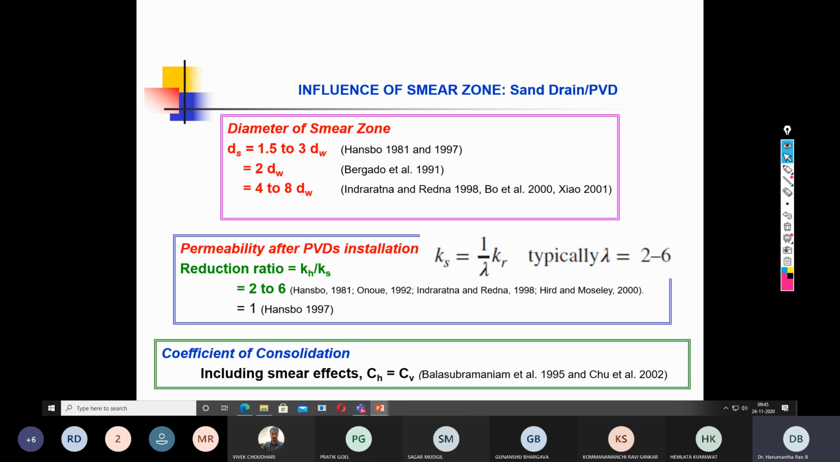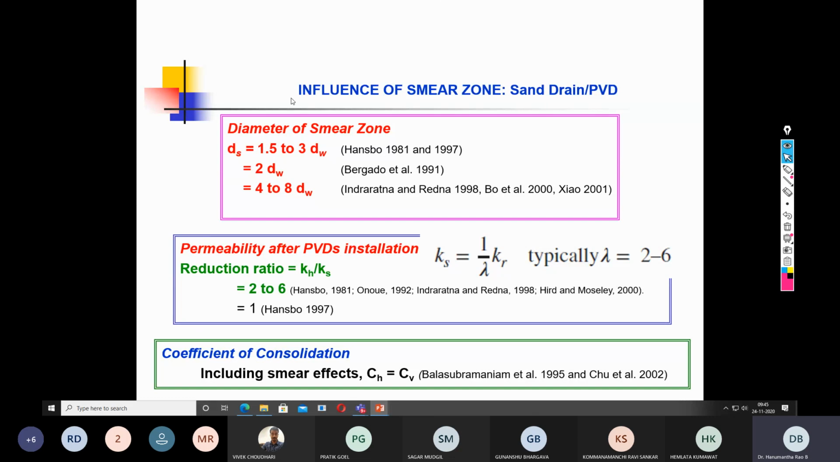So these are some more information. In all situations it is practically not possible to determine the permeability in the horizontal direction, the permeability in the vertical direction, the permeability of the smear zone, as well as the consolidation in the vertical and horizontal directions. So different people, based on their experience and having analyzed different case studies, try to propose correlations on how to calculate the approximate probable diameter of the smear zone, or how to relate the horizontal permeability, vertical permeability, and so on.